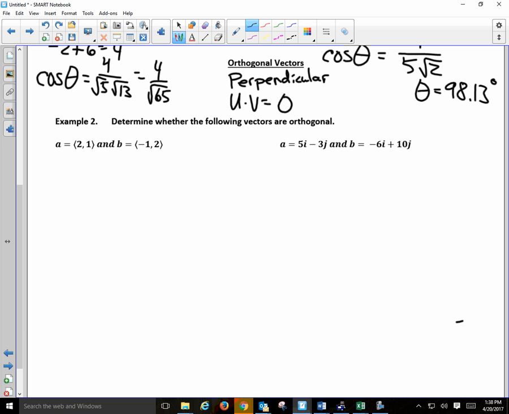So what we want to do in these two examples here is determine whether the vectors are orthogonal. So we're just simply going to do the dot product. If we get 0, they're orthogonal. If we don't get 0, then they're not orthogonal. So A times B is -2 plus 2, which is 0. These are orthogonal.